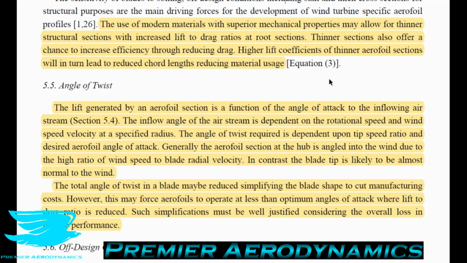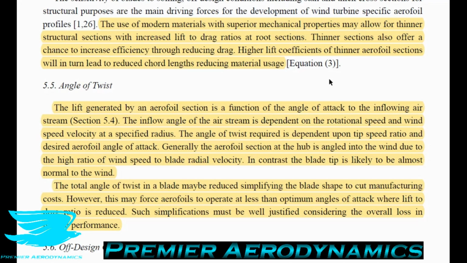So they say the angle of twist required is dependent upon the tip speed ratio and the desired airfoil angle of attack. Generally, the airfoil section at the hub is angled into the wind due to high ratio of wind speed to the blade radial velocity. So what that means is, because the blade is not rotating very quickly near the root, you can pitch it at a very high angle of attack, relatively speaking, and you'll be fine.